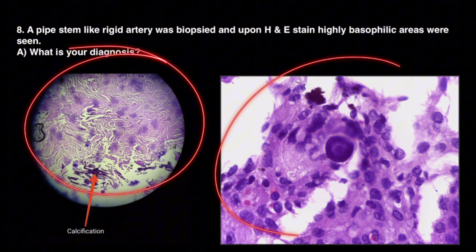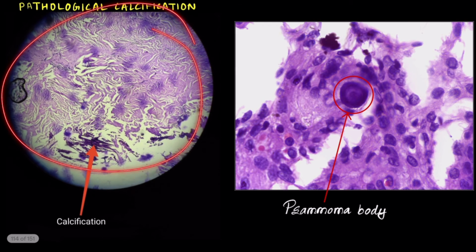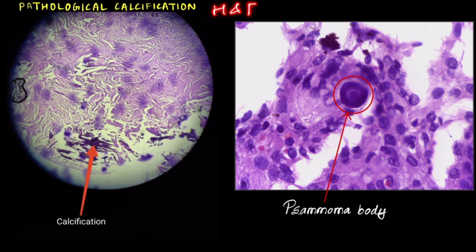So here's your microscopy. Under microscopy, upon applying H&E stain, what we can see are areas that are highly basophilic. And these areas that are highly basophilic, they show areas of calcium deposition. So this is a case of pathological calcification.